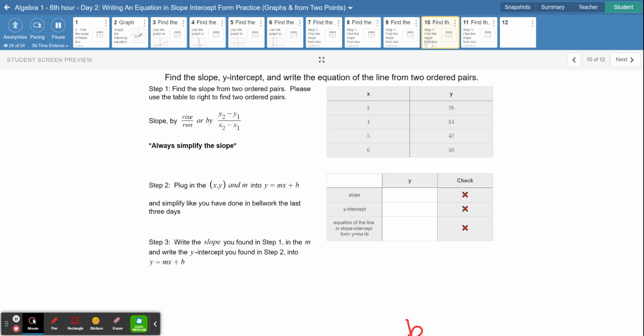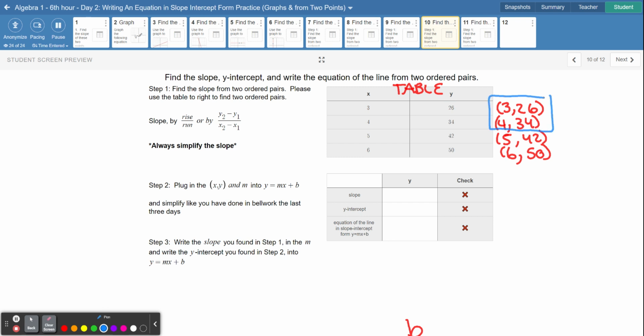And it's going to be the same steps. However, slide 10 and 11 have a table. So this is a table of values. But honestly, it's just a list format of ordered pairs. So this is really 3 comma 26, 4 comma 34, 5 comma 42. And you don't have to write this part. I'm just kind of showing you where I'm getting this from. Now all you have to do is find 2 ordered pairs that you choose. You can choose the first one and second one. You can choose the last 2. It doesn't matter. I'm just going to choose the first 2.